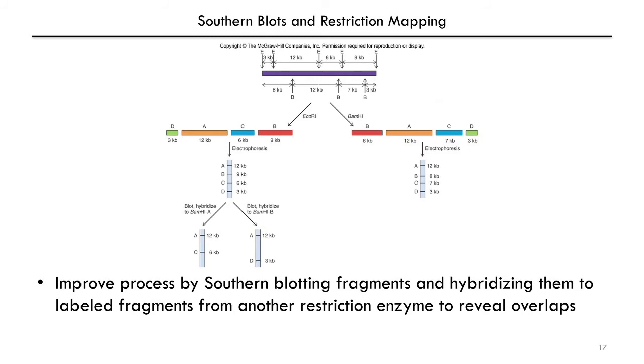Here in this example, this gel from an EcoRI digest is blotted using a labeled 12 kb fragment from a BamHI digest as a hybridization probe, showing that it overlaps with the 12 kb and 6 kb fragments from the EcoRI digest. Similarly, this 8 kb fragment from the BamHI digest can be labeled and used as a hybridization probe, and from the Southern blot we can see that it overlaps with the 12 kb and 3 kb fragments from the EcoRI digest.